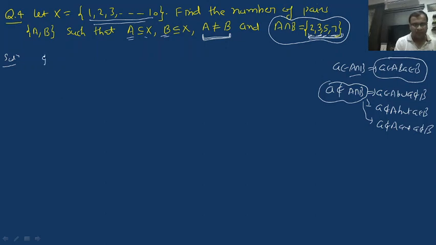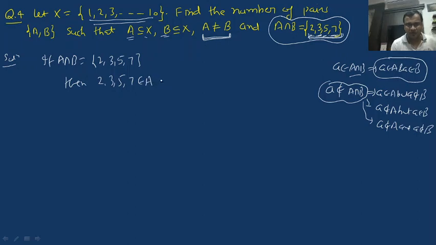And if A intersection B contains these four elements, then these four elements have only a single choice: 2, 3, 5, 7, these four elements all belong to A, and these four elements also belong to B. But the remaining six elements do not belong to A intersection B. What? 1, 4, 6, 8, 9, 10. These six elements do not belong to A intersection B.